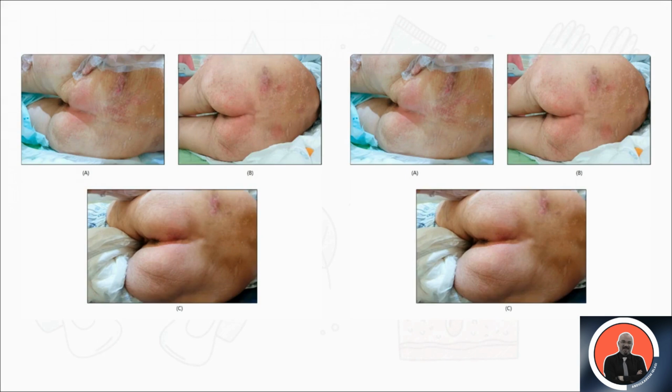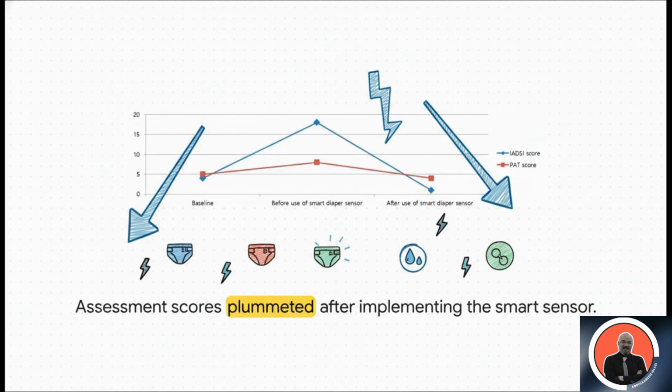And the visual evidence here is just so powerful. On the left, you see the patient's skin after a week of standard care, and the IAD is clearly getting worse. Now look at the right. This is after only 2 weeks using the smart sensor to guide care. The improvement is dramatic. You can see the skin integrity is so much better, the redness is resolving. It's night and day.